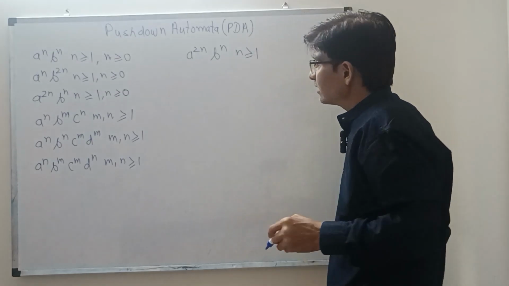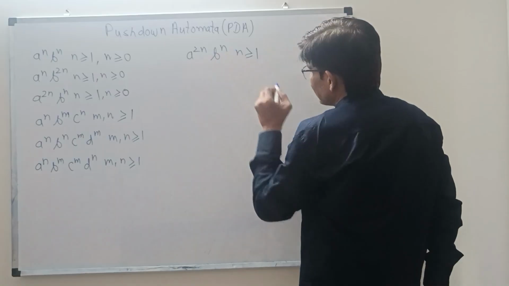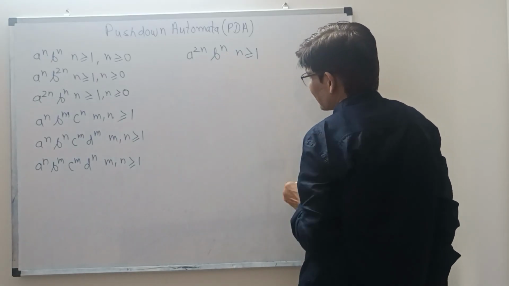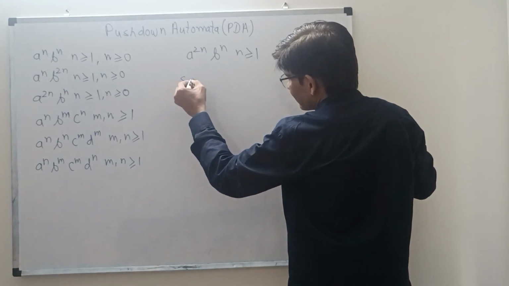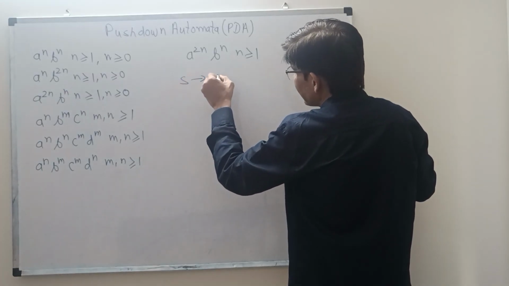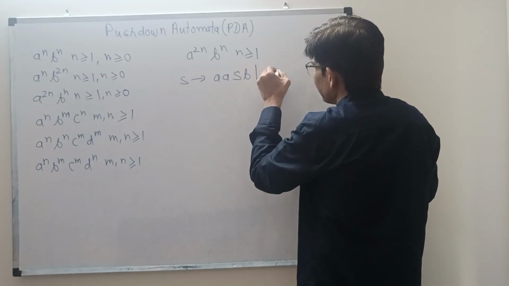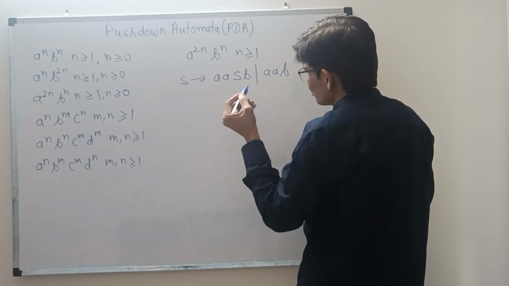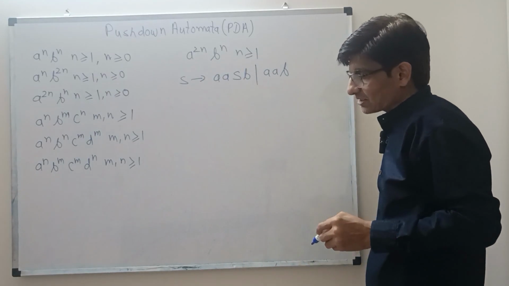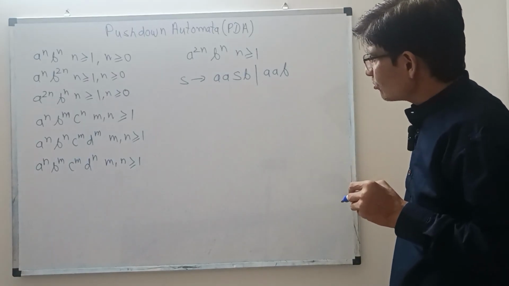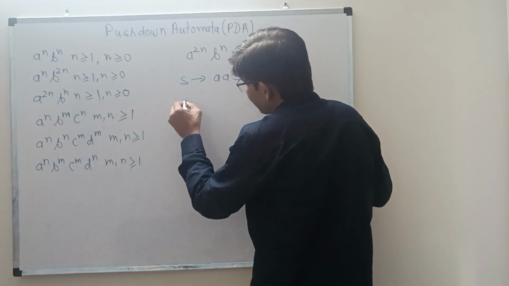Now here we have the third language as a^n b^n, where n is greater than or equal to 1. So again we can use the same logic here: S gives aSb and ab. So this would be the grammar for this particular language. So it is very much simple.